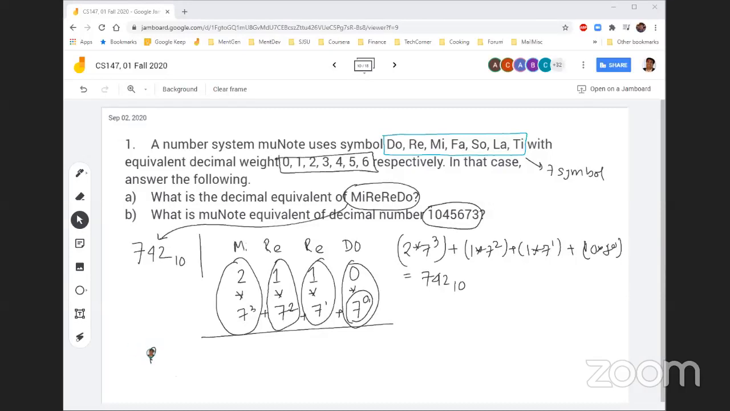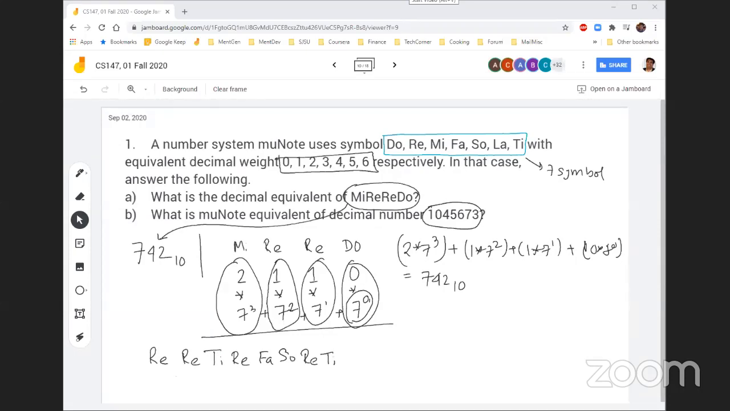Re, re, then ti, re, fa, so, then re. Yeah, and then ti. Okay, and can you explain how you got that? Since we already know the music notes, the mu note is 7, base 7.